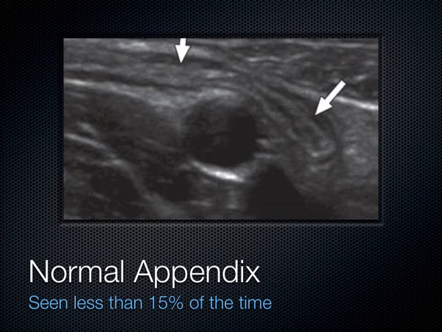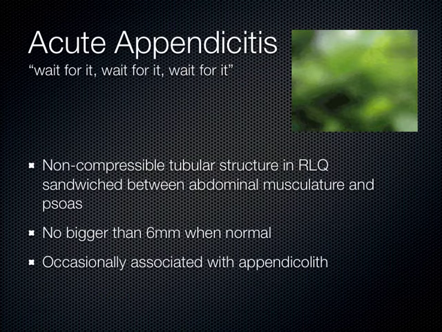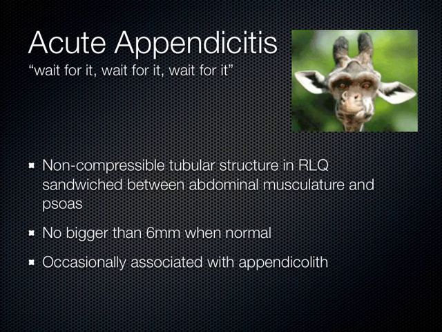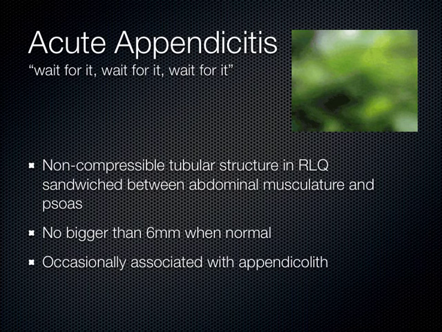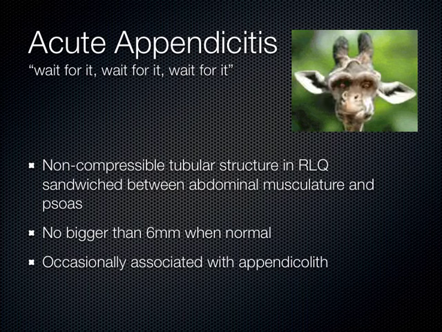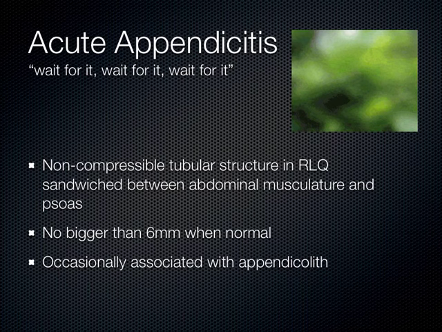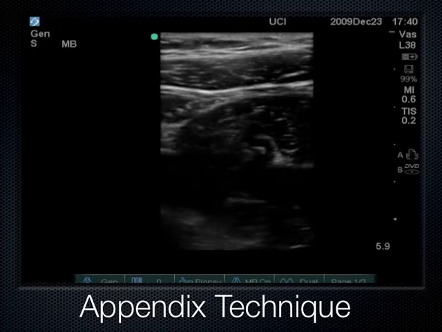Now, when you look for appendicitis, what you're trying to do is compress the abdominal wall musculature down to the psoas muscle. And if you wait for it and keep compressing, eventually you'll see that little appendix pop its head out at you, and then as soon as it's there, it's gone again. So hopefully you were recording it, but it gets sandwiched between the abdominal wall musculature and the psoas muscle. It should be no bigger than 6 millimeters when it's normal, and occasionally you can see an appendicolith, which translated means poop stone. So this is kind of what we do.